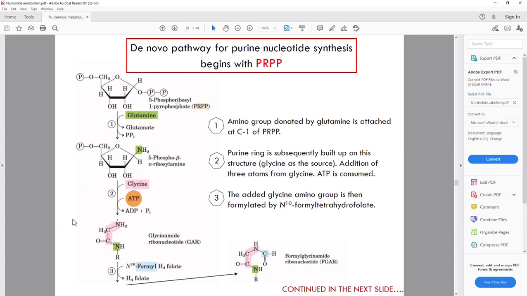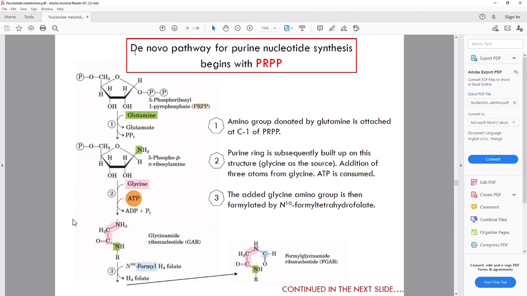We know that PRPP is synthesized from ribose phosphate by PRPP synthetase. So here we have the ribose phosphate that is synthesized into PRPP by the enzyme PRPP synthetase. This enzyme is sensitive to both AMP and GMP. That is the key to how it regulates.